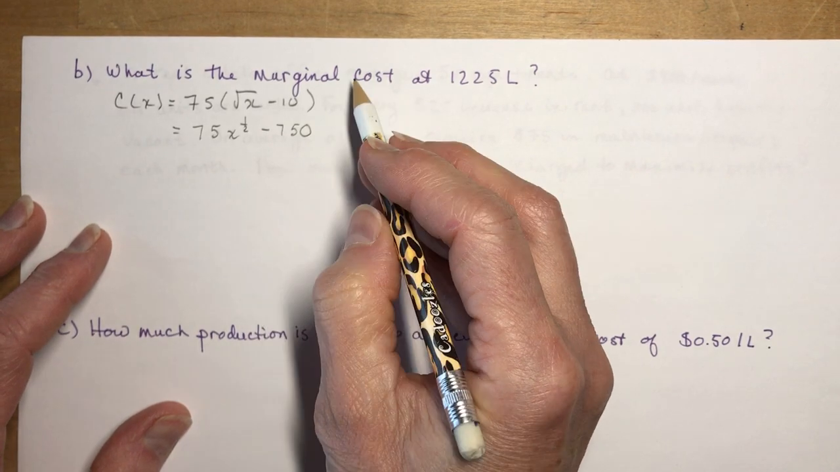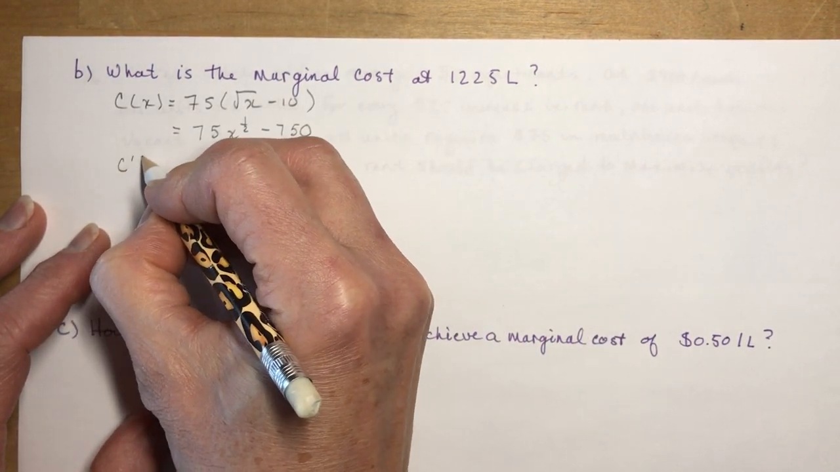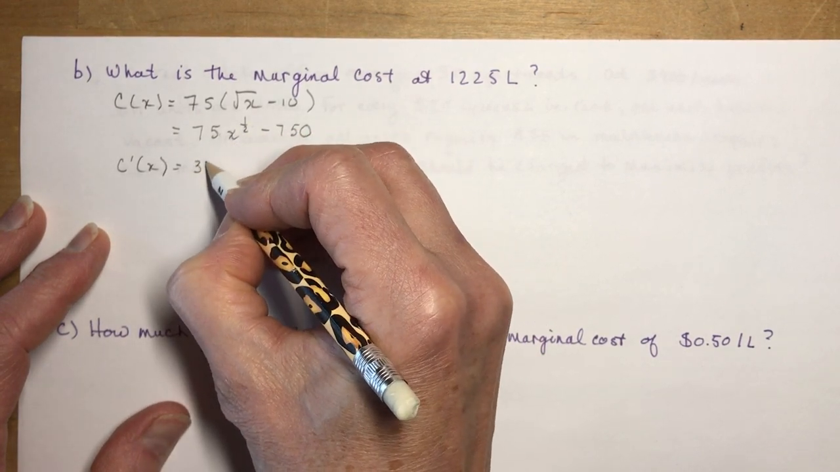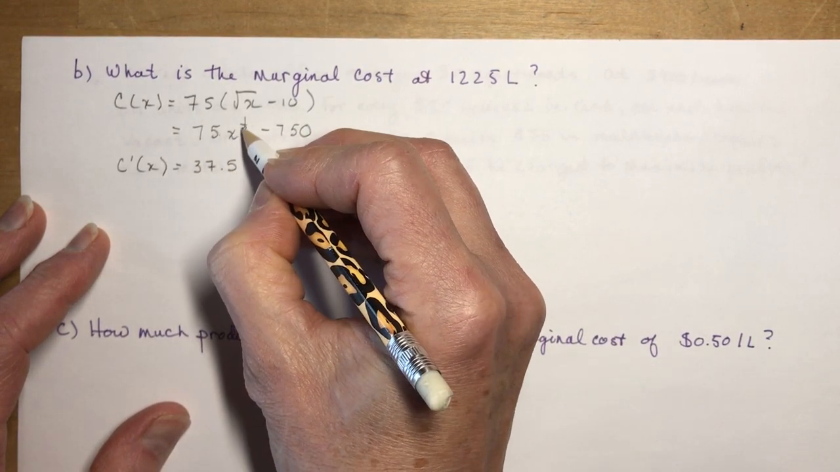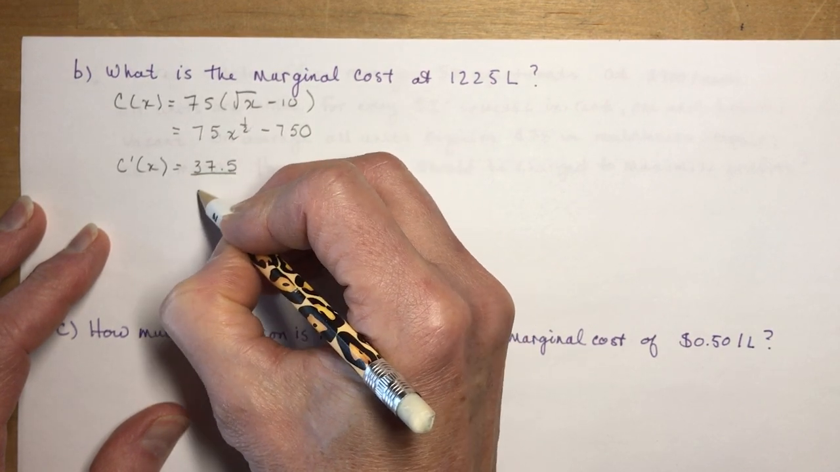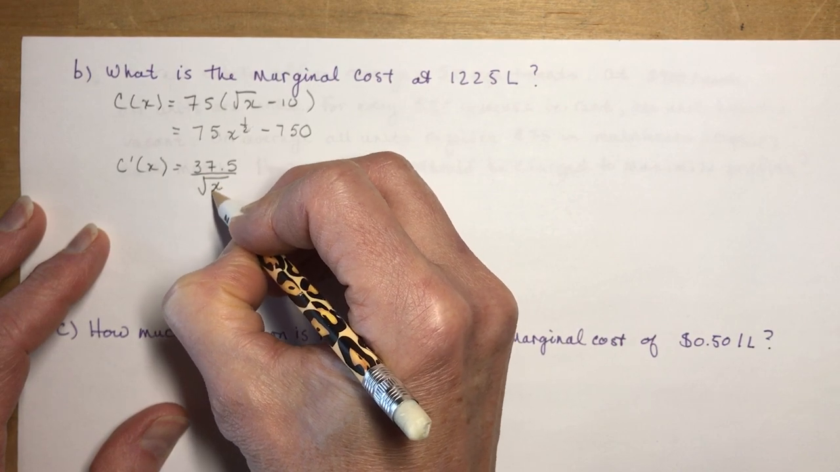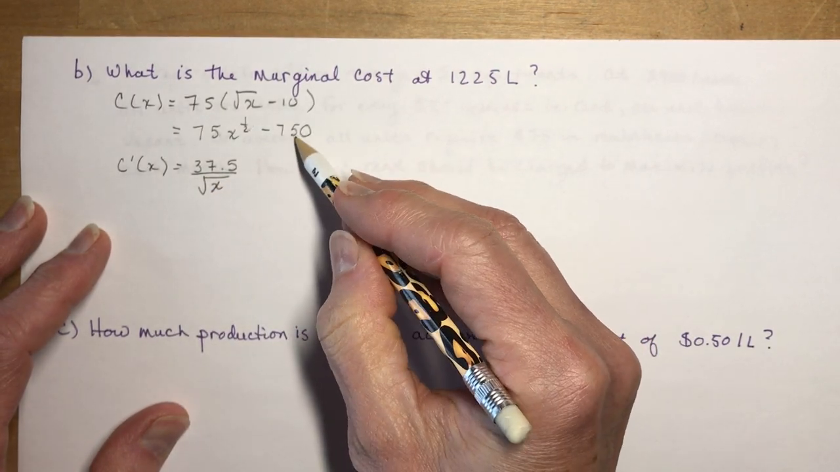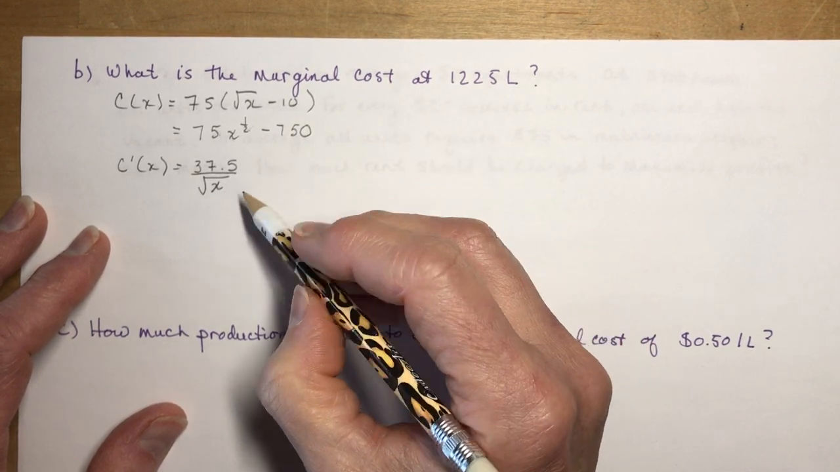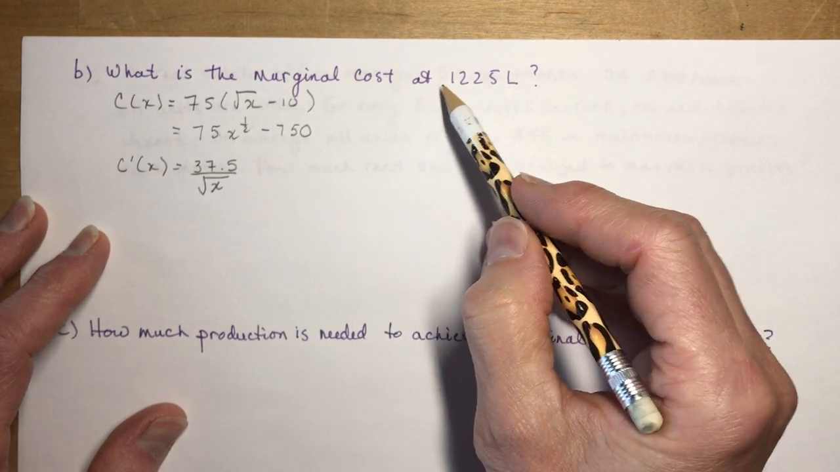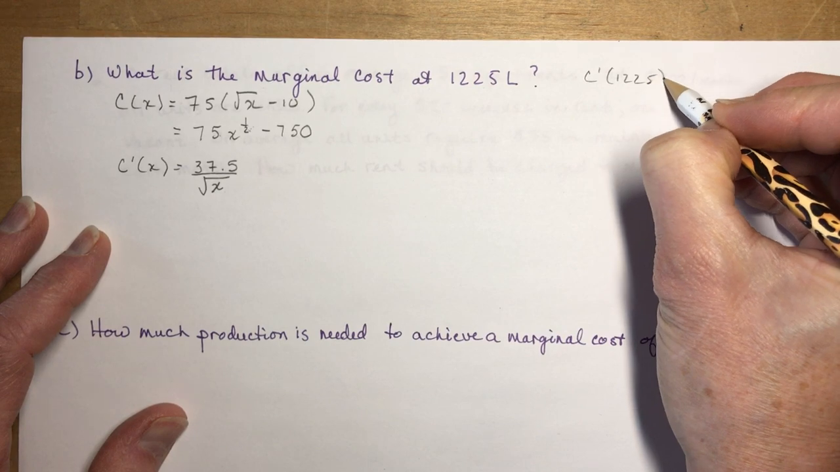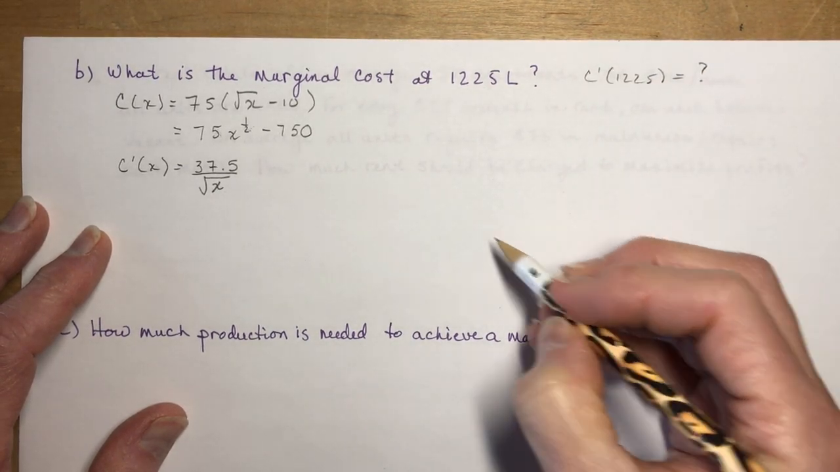Okay, so I want marginal cost, so I want the derivative. So c prime x: a half times 75 is 37.5, and I reduce the exponent by 1, which gives me x to the minus 1/2, which is the root of x in the denominator. And the derivative of negative 750 is just 0. So I want to know what is c prime at 1225. That's what you're being asked to find.